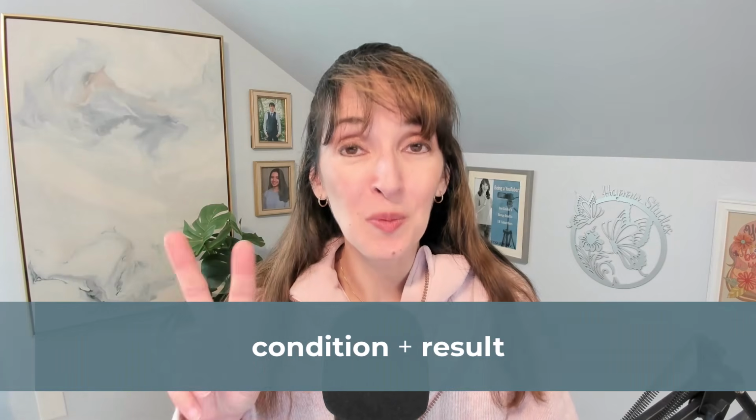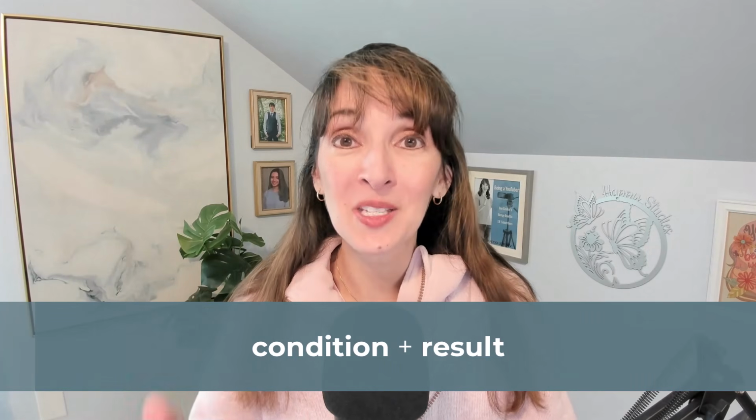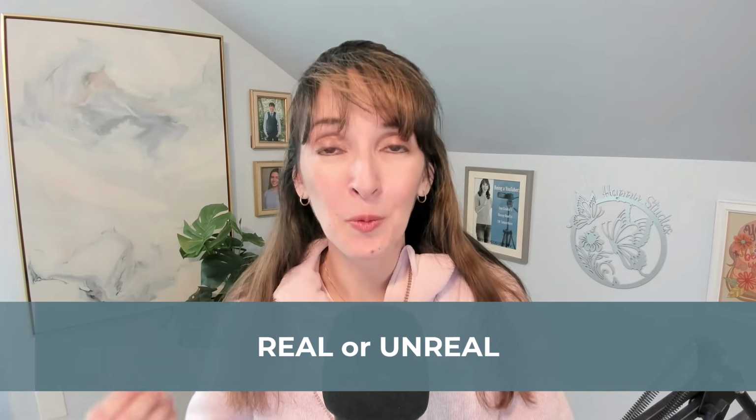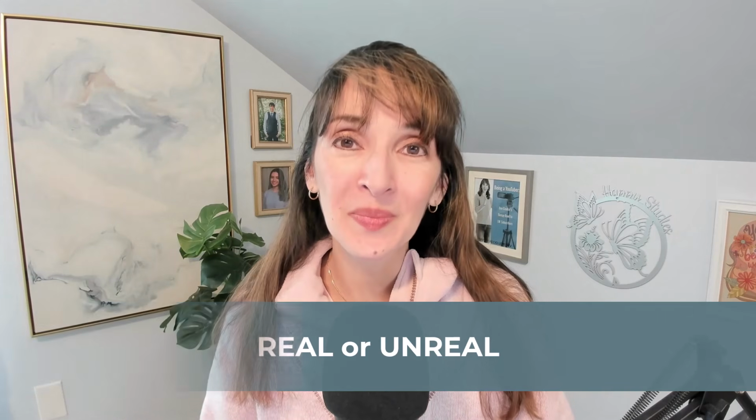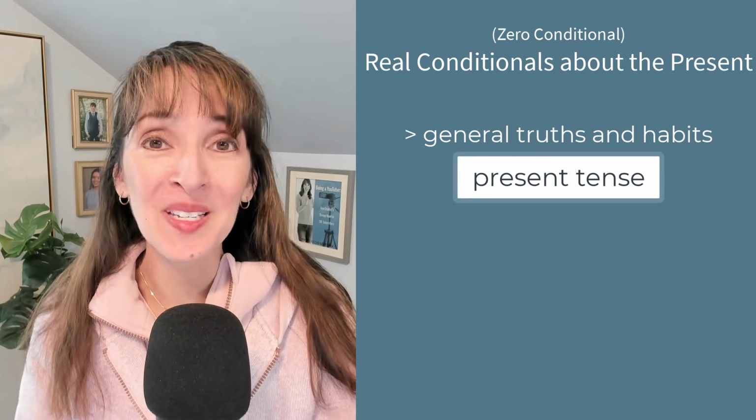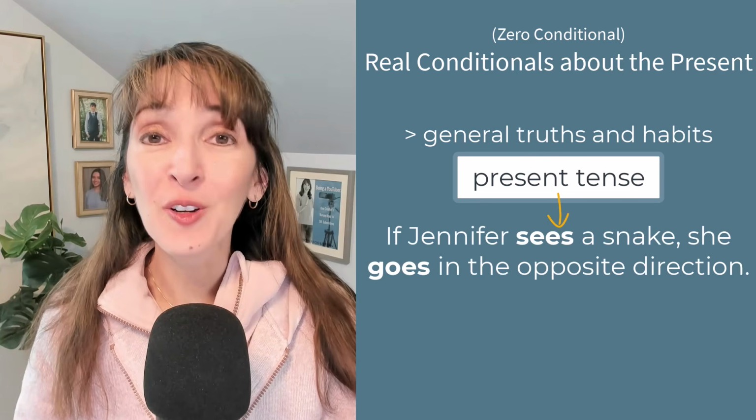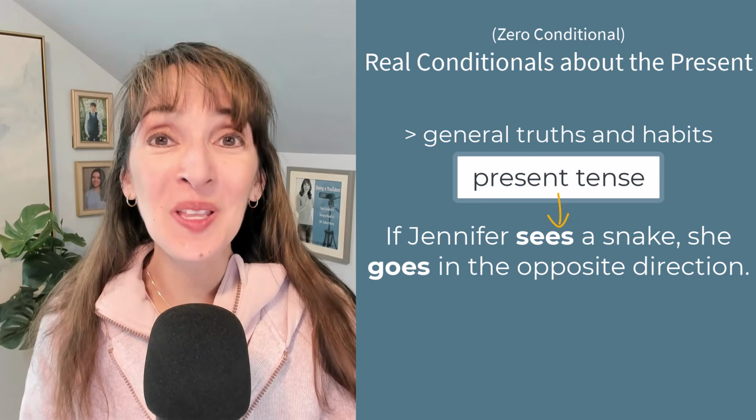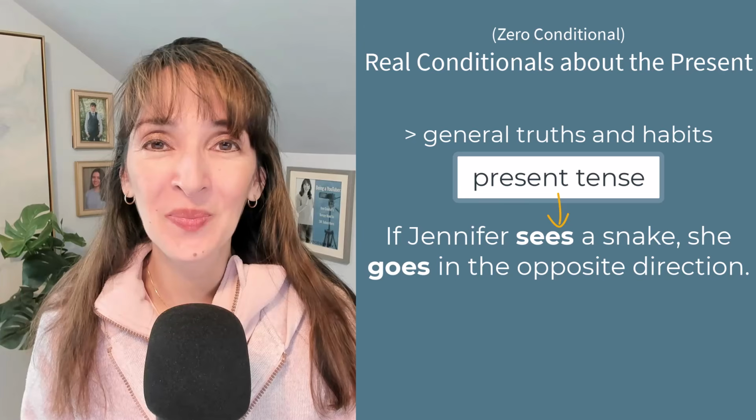Let's go through the different types of conditional sentences, okay? Keep in mind the basic structure has two parts, condition plus result. And conditional sentences will either be real or unreal. Real conditionals about the present. General truths and habits can be written in the present tense. If Jennifer sees a snake, she goes in the opposite direction.